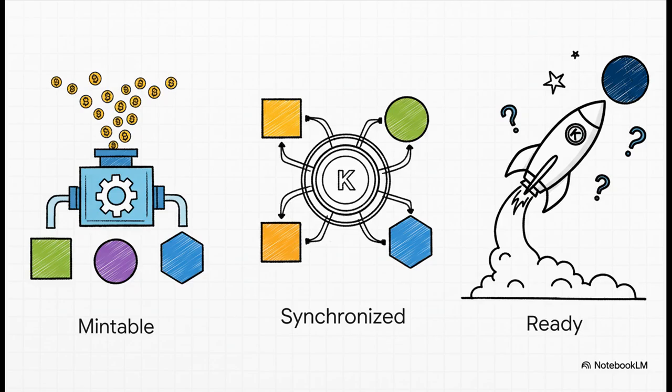So look, if you only remember 3 things from all this, let it be these. KKV2 is mintable, so it can be born on any chain. It's synchronized, so there's always one source of truth for its total supply. And it's ready for whatever comes next in this multi-chain world.